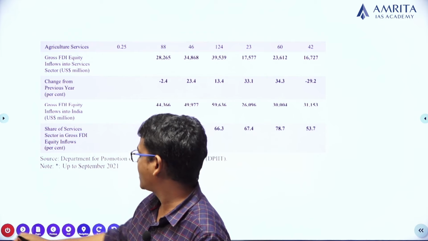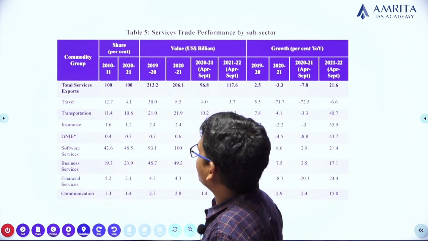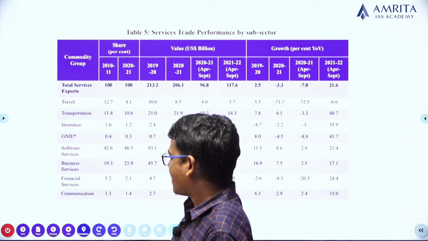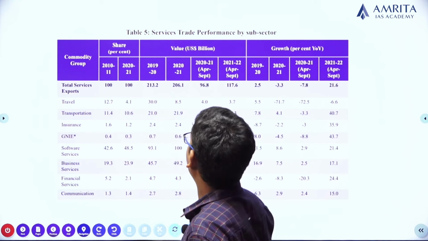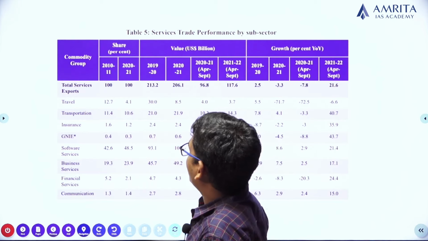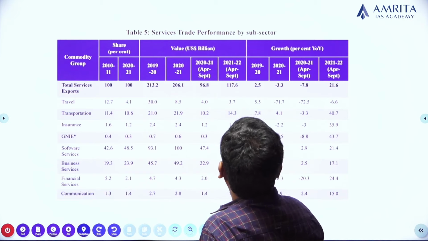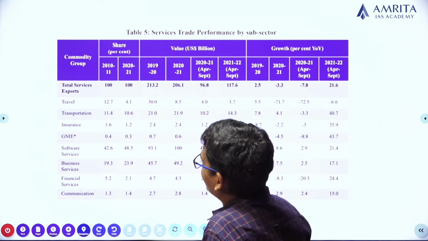This is all about that. Next, services trade performance by subsector. So in the services, each and every sector, how they are performing. Their share in 2010-11 and 2020-21, and the value and the growth from 2019-20 to 2020-21.